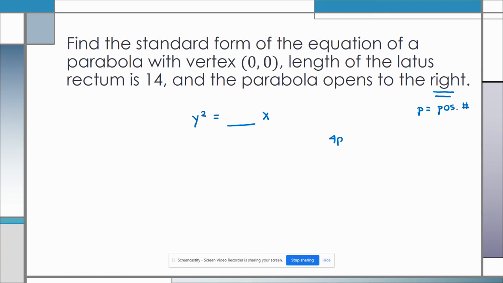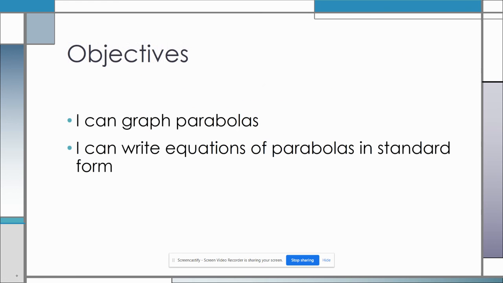So technically 4p equals 14. I don't really even care what the value of p is. The number that represents 4p is the number that is going to be attached to the non-squared term. So y squared equals 14x. There is my standard form equation. So that's us graphing parabolas and writing equations of parabolas in standard form.